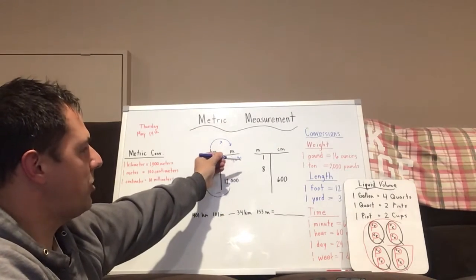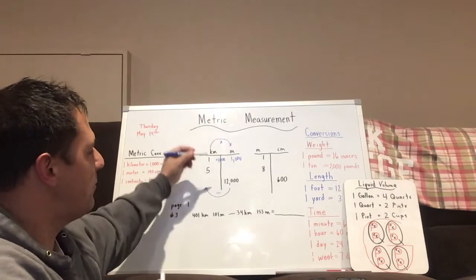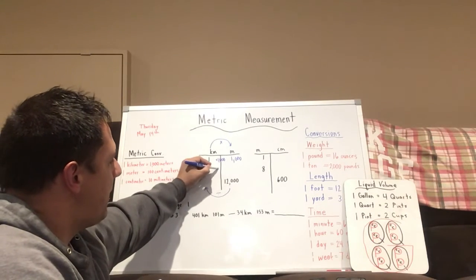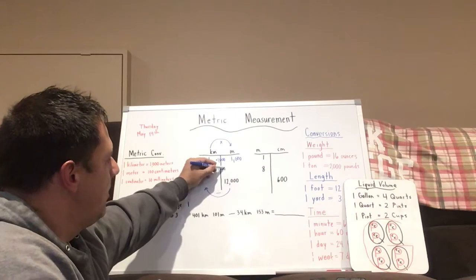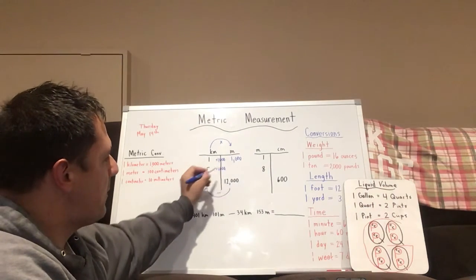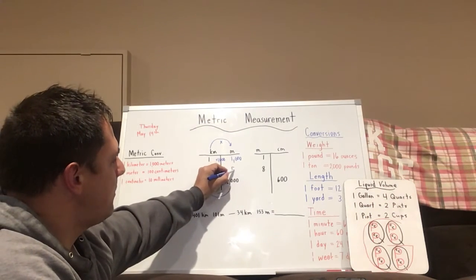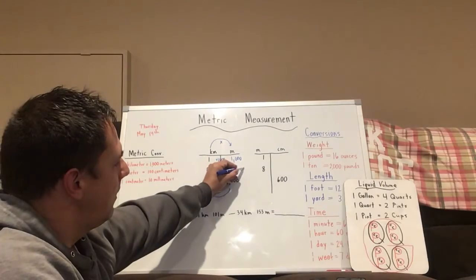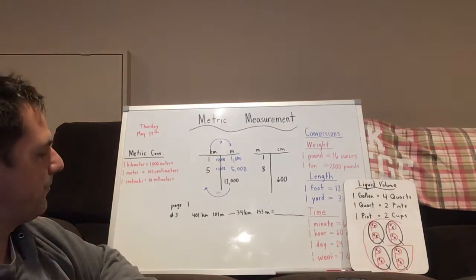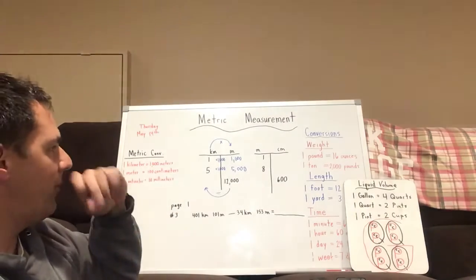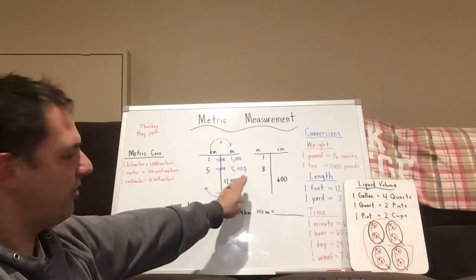For my second example, if I had 5 kilometers, again, I'm given my bigger unit, so I have to go to my smaller unit. In order to go from big to small, we use multiplication. I'm going to multiply by 1,000. So if I have 5 kilometers, it would be 5 times 1,000, which would be 5,000 meters.